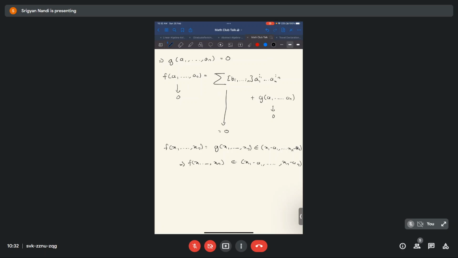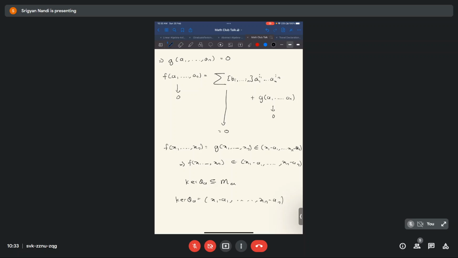So we considered f to be any arbitrary element of the kernel, and we proved that it also belongs to this ideal generated by x1 minus a1 till xn minus an. So we have that the kernel of theta A is a subset of this ideal MA. So we have proved the inclusion in both ways. So the kernel of theta A is equal to this ideal generated by x1 minus a1 till xn minus an. So this was the result.